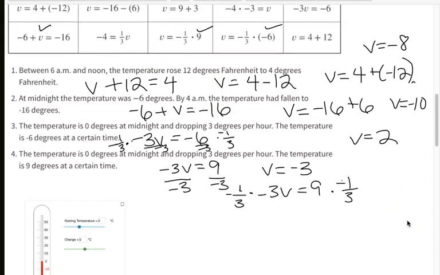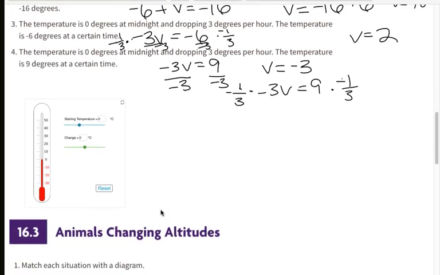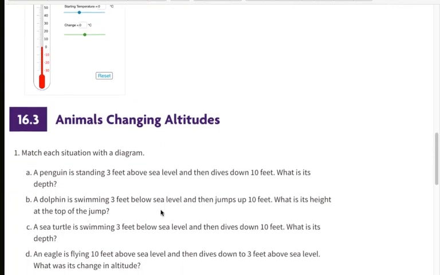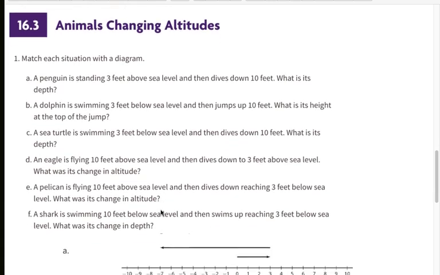Okay, and scrolling down to the next part. If you logged into your book, you could also see that you could play around with the thermometer and change things to see what happened. So this was representing that if you go into your book, you could play around with it and try more practice. The last one, 16.3, animals changing altitudes.